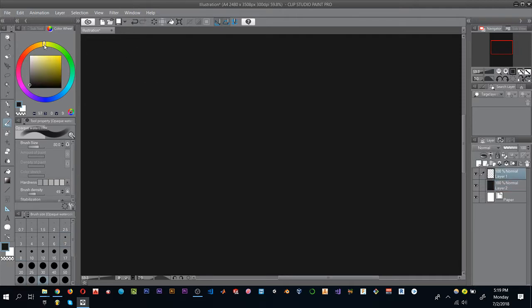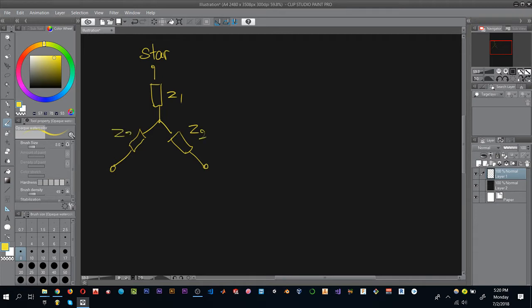Yes, so star and delta connections. I'm going to write star here, a star connection, and this is what it looks like. So I'm going to draw it for you. You're going to have a resistor here, and then it branches off into two parallel resistors basically. But it's 3 resistors in total. And this, my friend, is the star connection. Now I'll call this Z1, Z2, and Z3.